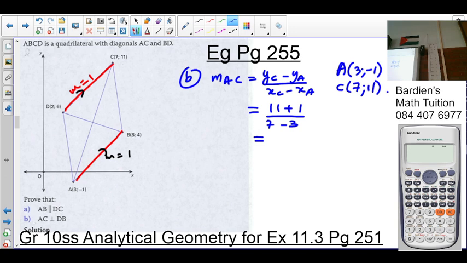So what does that mean? 12 over 4, which is 3. So the gradient of AC, the gradient of this line, is 3. So what would the gradient of BD be if it is perpendicular? Negative a third.